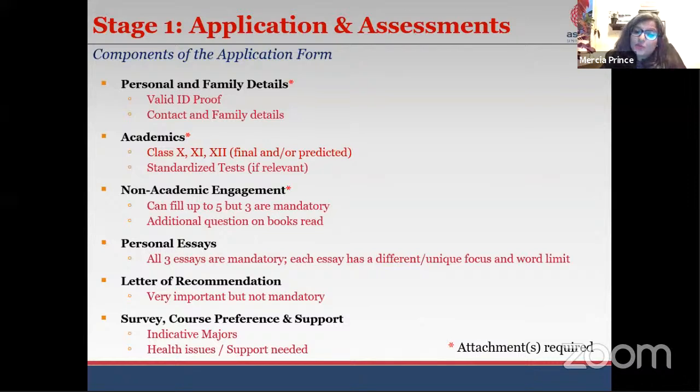Having said that, what we would like is that you fill the mandatory sections for sure, but you also fill the non-mandatory sections. So fill whatever is relevant, because the more details you give us, the more helpful it is for us to evaluate your application form, considering that we read every application form thoroughly and we evaluate.